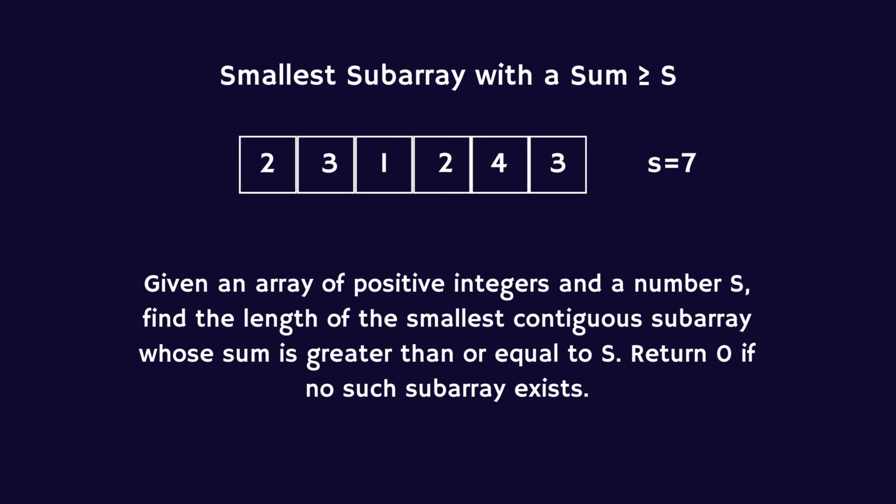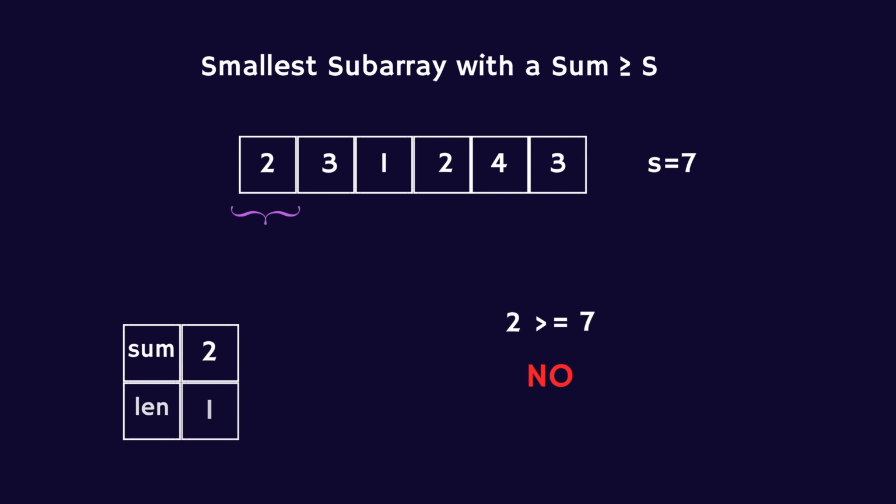Let's take another example. We are given an array of positive integers and a number s. We want to find the length of the smallest continuous subarray whose sum is greater than or equal to s. So we want to return 0 if no such subarray exists. To solve this problem, we should shrink the window from the left to find the smallest valid subarray.